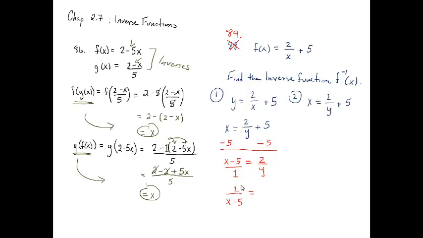Awesome. So flip the left side and the right side, and I get y over 2. So now the last thing I need to do is multiply both sides by 2. And I end up with y equals 2 over x minus 5. And instead of writing a y, I'm going to write f inverse of x. f inverse of x equals 2 divided by x minus 5.